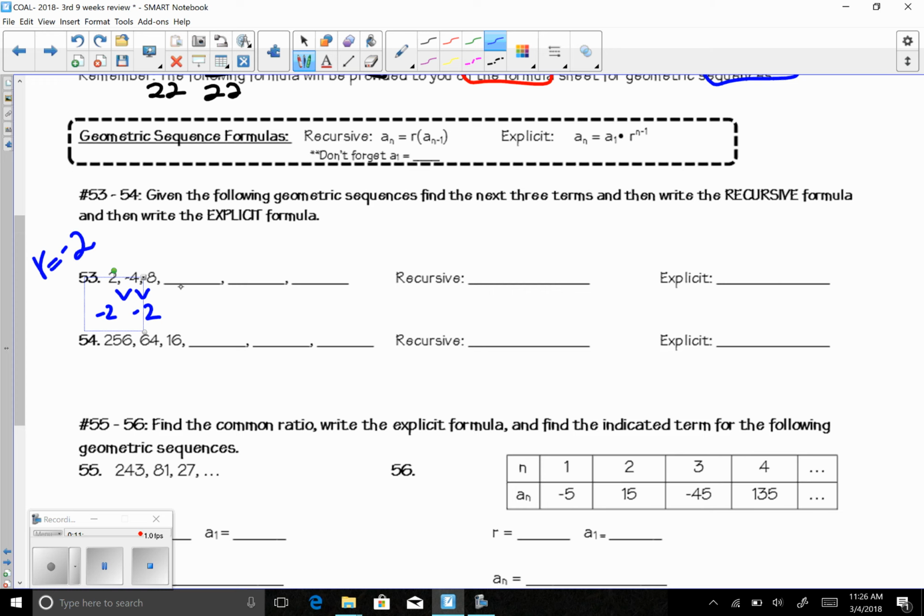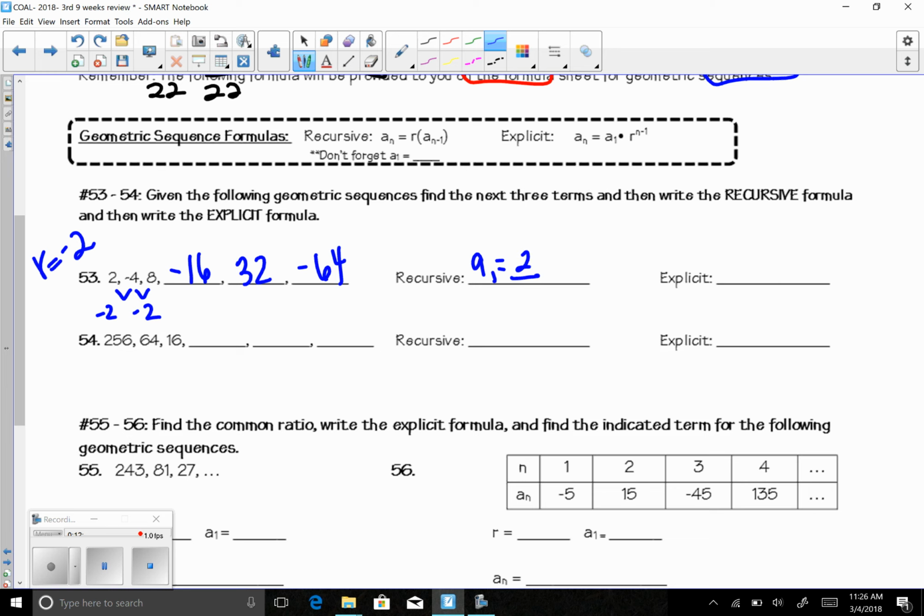I could keep going. 8 times -2, -16. -16 times -2, positive 32. Times -2, -64. And we're going to write into the recursive formula. Okay, so recursive A1 equals blank. What's my first term?